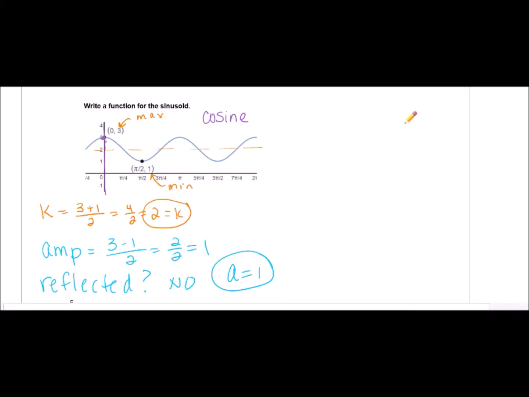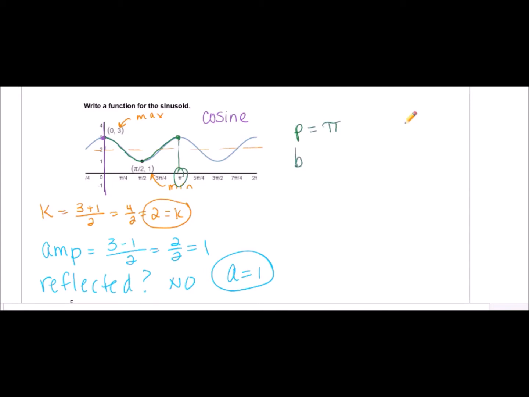period. So 1 cycle. Whoops. That's not pretty. It's going to erase my midline, but that's okay. Oh, it did it good. Yay. Okay, 1 cycle looks like this. It stops back up here at the maximum, and it looks like it's at pi again. So our period equals pi.